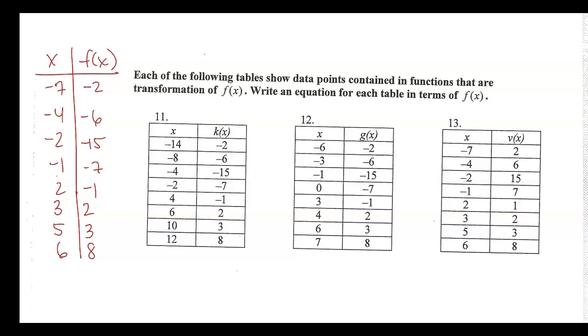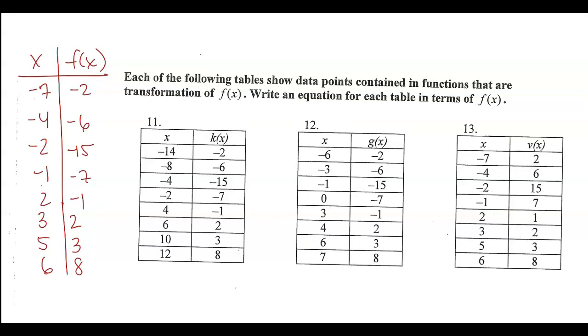We know what the original transformation is. What I'm going to do now is try to figure out how they got from this table here to this table and all of the other tables, so for all of the tables for 11 through 16. I will likely need a separate sheet of paper to actually show my work, which I will use in a second. But before I do that, remember, we're just trying to write the equation for each table in terms of f of x. Let's just look at the f of x table and the k of x table because we're looking at number 11 first.